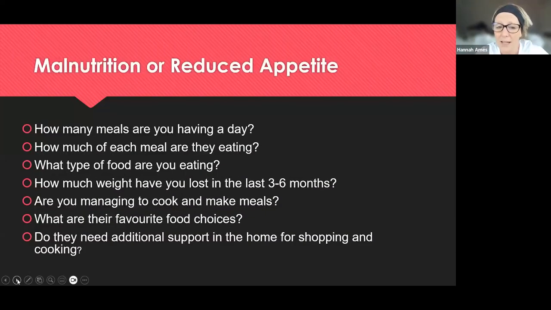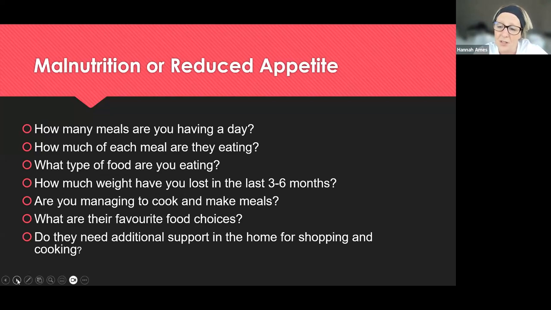Another area we might look at is malnutrition or reduced appetite. That can be quite common in some of the scenarios. So I might want to find out a little bit more about how much they're eating during a typical day, or how much of each meal they are eating. What type of food are they eating? Is my diabetic patient eating a lot of high sugar food, and could that be impacting on their diabetic control? How much weight have they lost in the last 3 to 6 months?